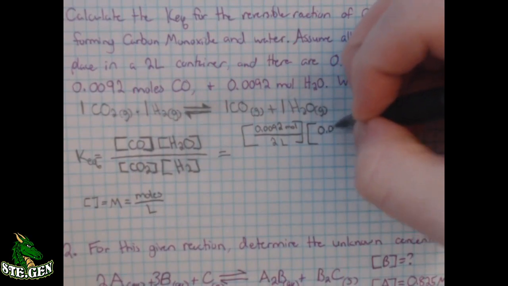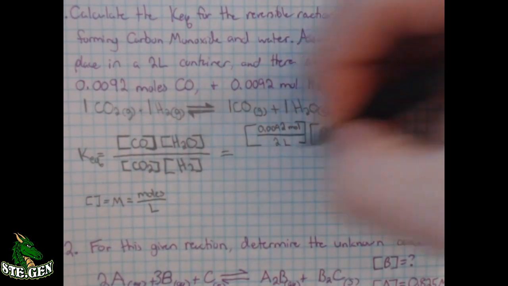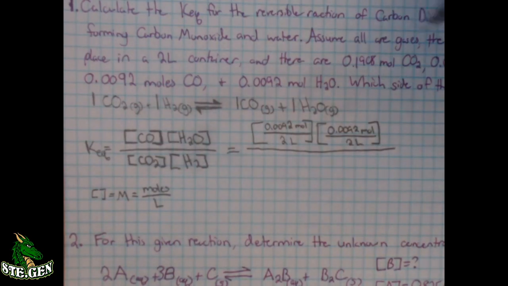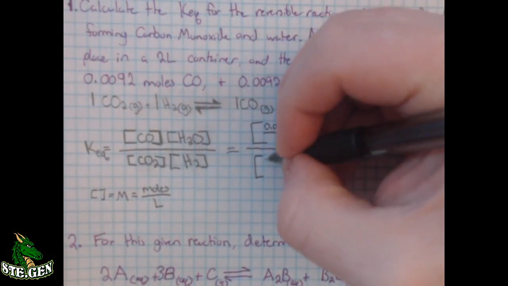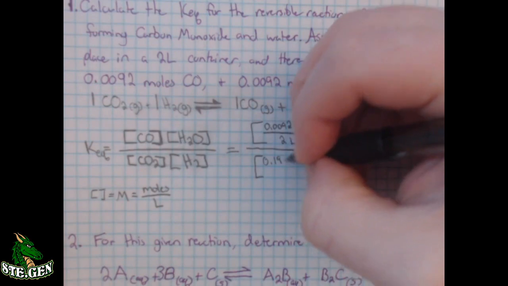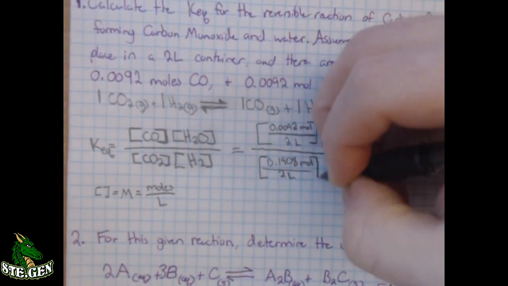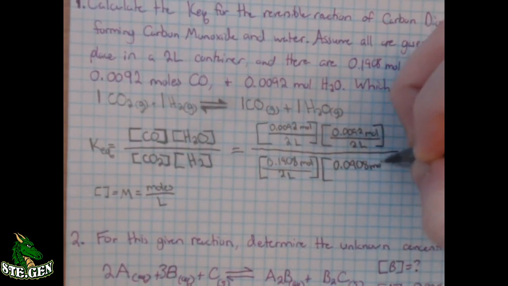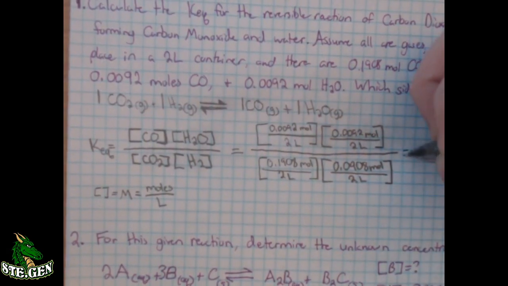Okay, next we're going to take our H2O. Our H2O is also 0.0092 moles inside of a 2-liter container. And again, you could work these out individually and then plug them in, but I'm really lazy. I'm just going to plug this all in my calculator in one go pretty much. Okay, our CO2 is 0.1908 moles inside of 2 liters. And finally, our H2 is 0.0908 moles inside of 2 liters. And there we have it.